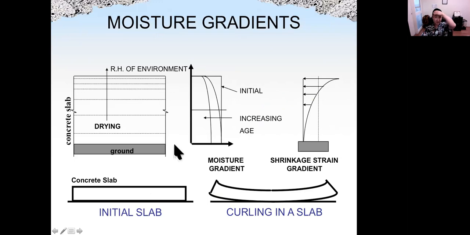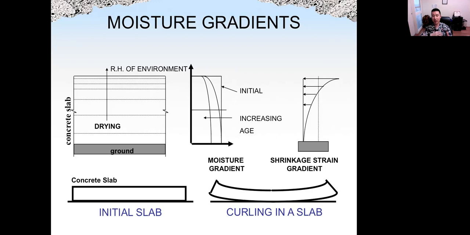And what is this? This is showing us the shrinkage may not be uniform in different parts of concrete, because the drying may not be uniform in concrete, especially for drying shrinkage. So this is a concrete slab. The concrete close to the ground has higher RH compared to the concrete closer to the air.